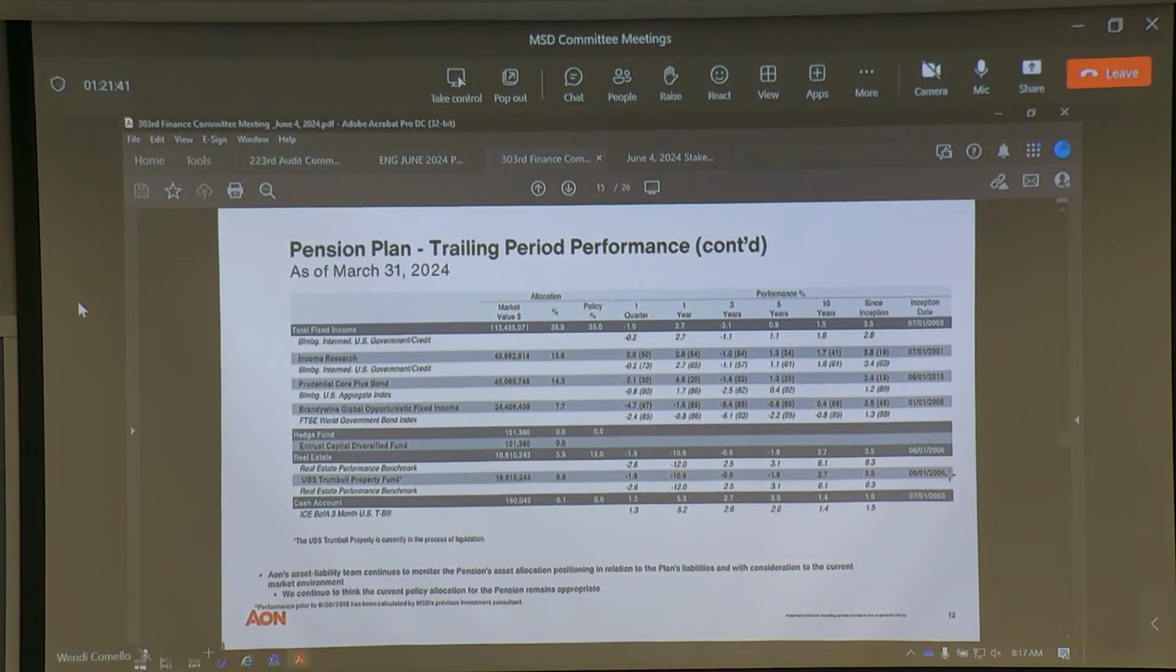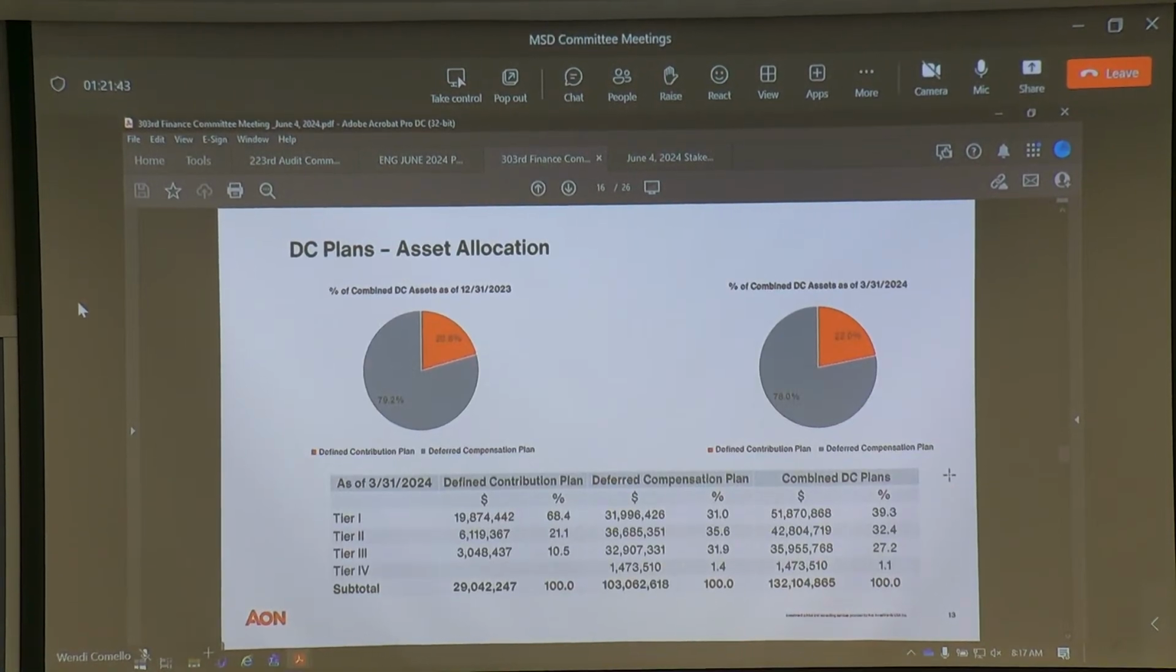Page 13 is looking at DC plan asset allocation. And again, there's two different plans here, the defined contribution and the deferred compensation plan. And on the right-hand side toward the bottom of page 13, you can see in aggregate, we're at $132 million in assets. And you can see how it's spread across these different tiers. We'll walk through those in a second.